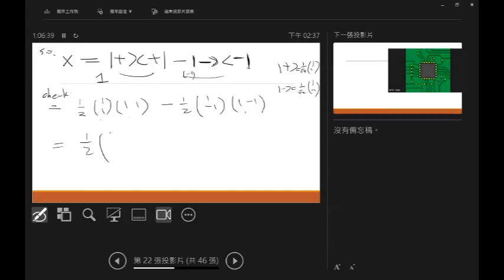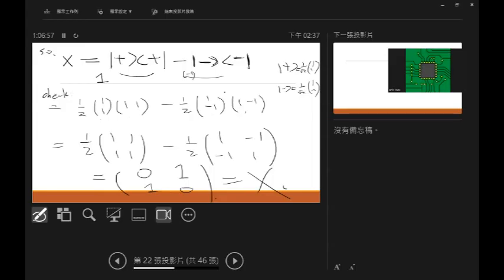Okay, so it's half of (1, 1; 1, 1), right? Minus half of (1, -1; -1, 1). So half, right? 0, half, negative half, right? So this is x. So now I do again a spectral theorem and do eigenvalue decomposition. It's exactly the same. And hopefully this is good for the bracket notation. Okay.